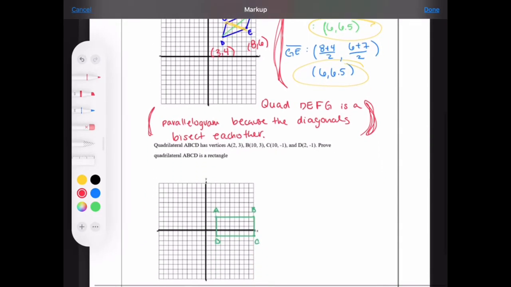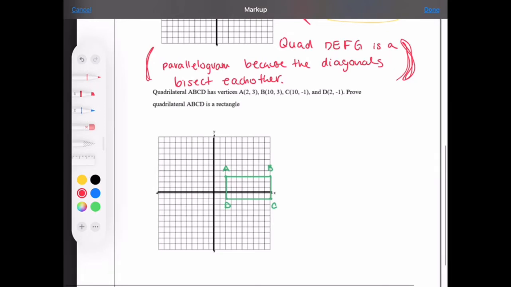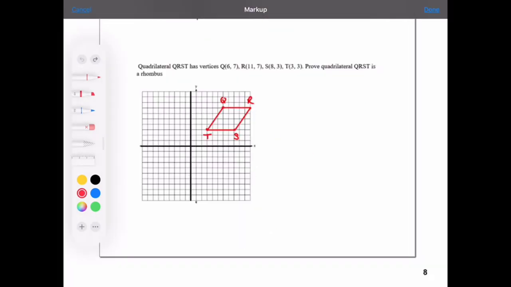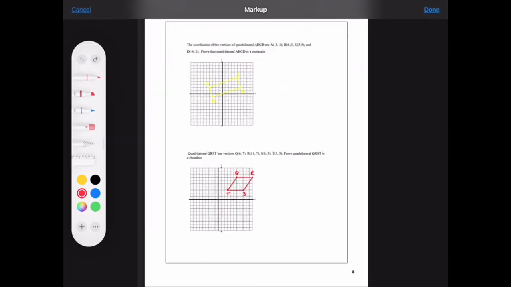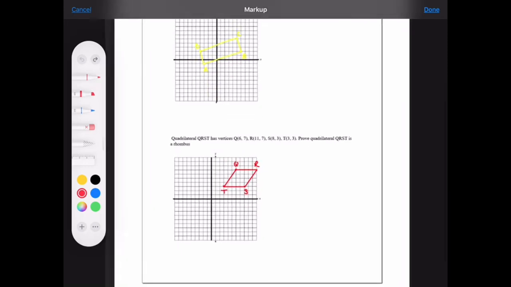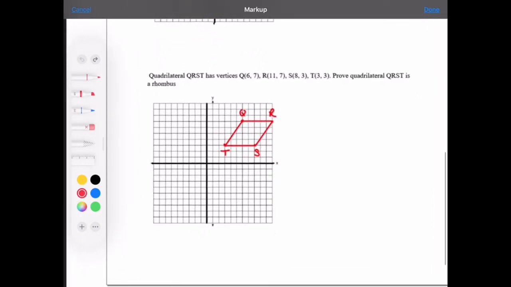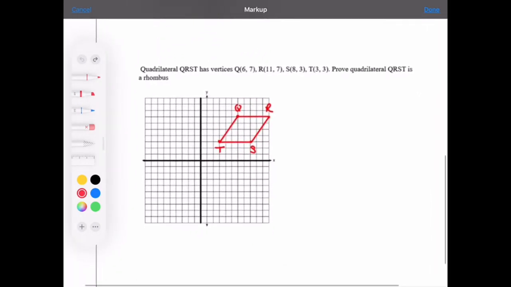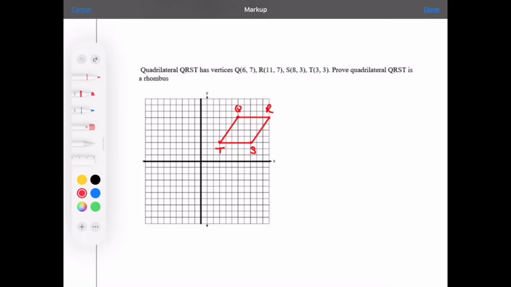Moving on. I'm not going to go over this today because this is a rectangle. Like I said, I want to talk about rectangles in the next video. Alright, so moving on, I'm going to look at this problem here. I'm going to skip this rectangle one above it for now. We'll go over that in tomorrow's video. So it says that we have this quadrilateral, QRST, and we have to prove that it is a rhombus.